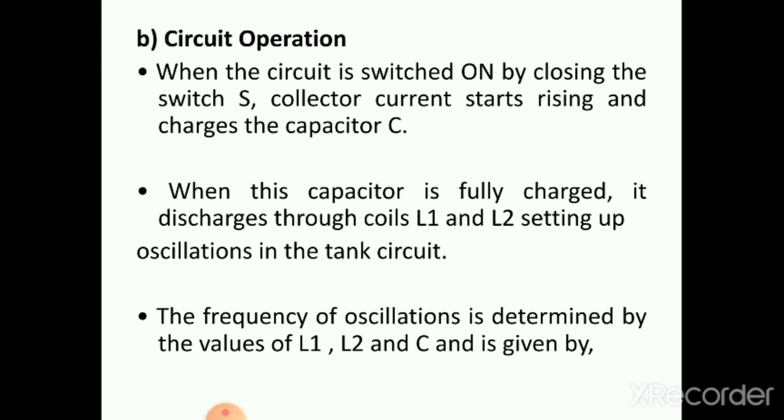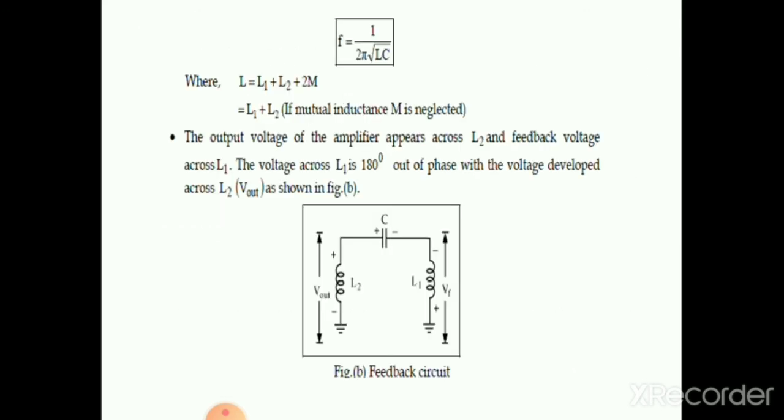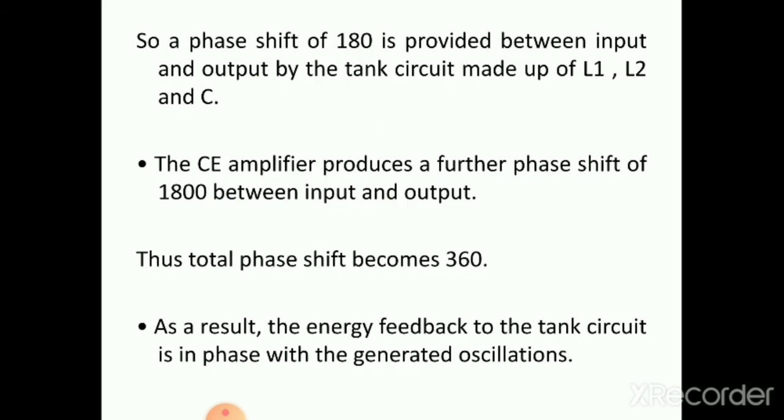Now the circuit operation: L1, L2 and C act as a tank circuit and feedback circuit. The frequency of operation is f equal to 1 by 2 pi root LC, where L is equal to L1 plus L2 plus 2M. If we neglect M, then L is equal to L1 plus L2. Across L1 we have the feedback voltage and across L2 we have the output voltage. They are 180 degrees out of phase. The remaining 180 degrees is produced by the transistor amplifier, so we have a complete 360 degrees phase shift, which is a required condition to produce sustained oscillation.